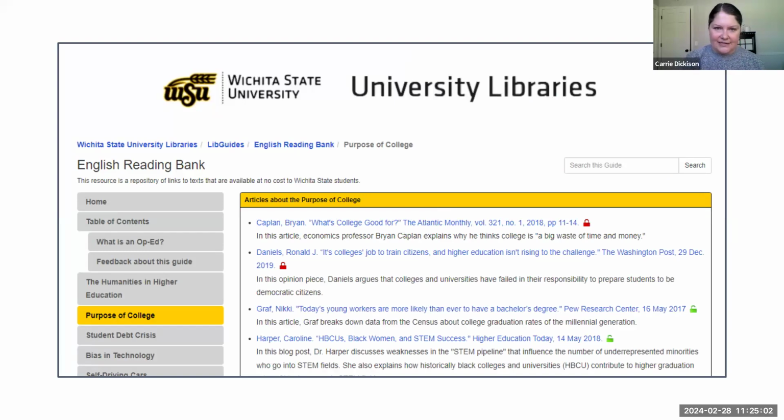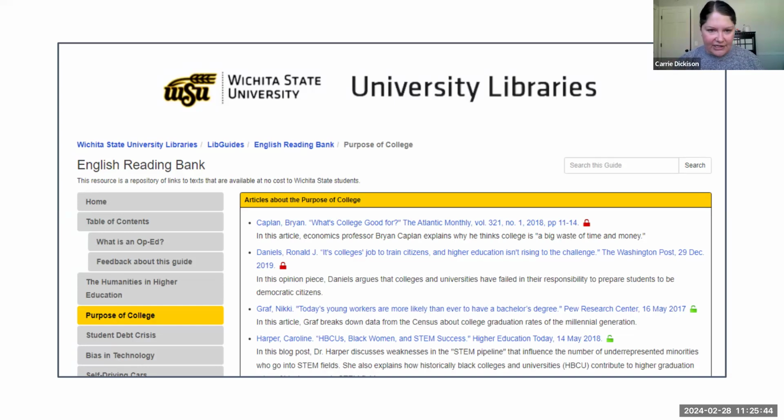So you can see this is LibGuides, Wichita State University Libraries. On the left, we broke out the readings by topic. After the introductory content, like the home page and table of contents, we have topics like the humanities in higher education, the purpose of college, the student debt crisis, and bias in technology. These are topics we have identified as potential topics to be used in classes, or that students might be interested in investigating on their own. In the middle of the page, you see the links to the readings. The links with that red padlock indicate links where students need to enter their WSU credentials.